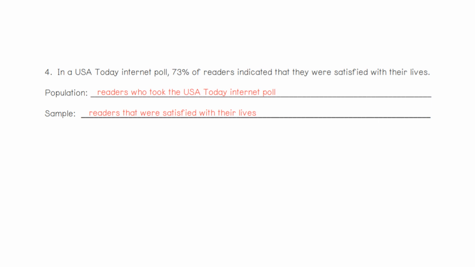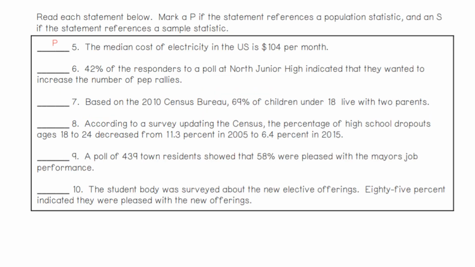Number 4, in a USA Today internet poll, 73% of the readers indicated that they are satisfied with their lives. So the population were the readers who took the USA Today poll off the internet. The sample is the readers that were satisfied with their lives. So in this section, we're reading each of the statements. We're going to put a P if the statement refers to a population statistic, or an S if it refers to a sample statistic. Remember, a population statistic is a large entity where the sample is like a small subgroup.